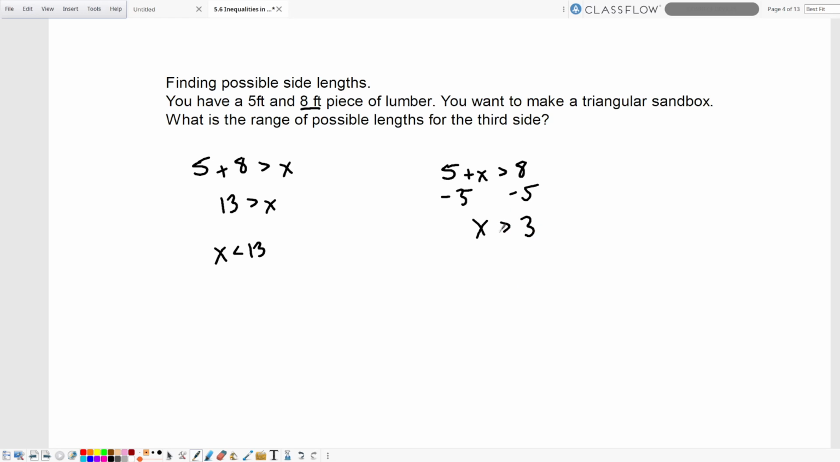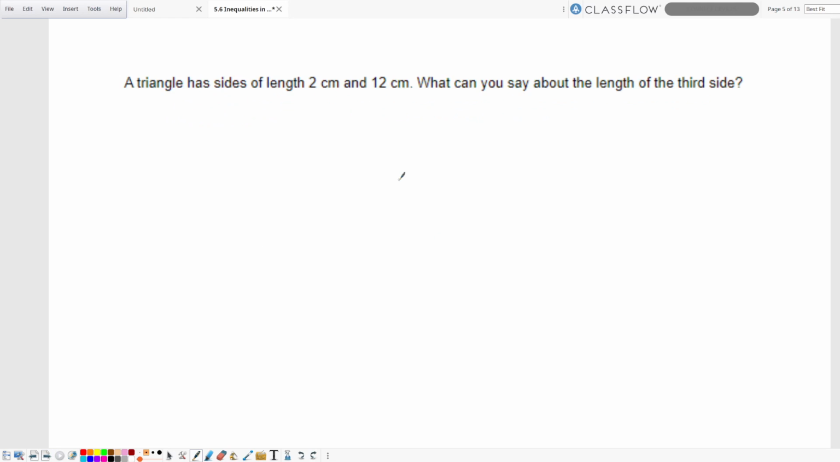So what that means is that as long as I buy something that is larger than 3 and smaller than 13, then I'm able to make a sandbox. If I bought something that was 3 feet or 13 feet, or anything that was smaller than 3 or larger than 13, you're not going to be able to make a sandbox out of that, or a triangular one. So here's another example.